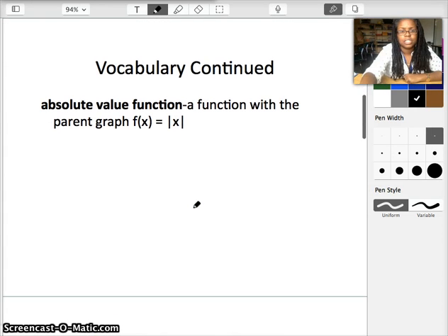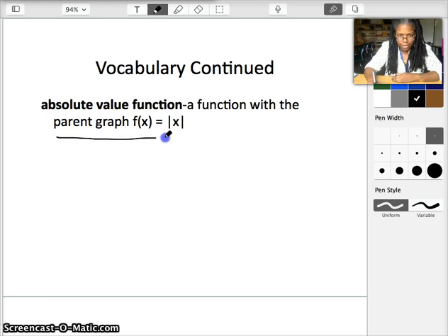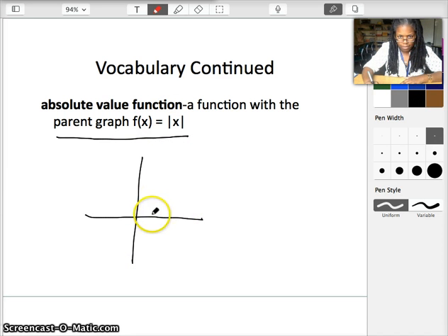So I said 5. We just looked at 2. Let's take a look at this one. Another type of important function that we're going to talk about is the absolute value function. And I'm bringing back this terminology of parent graph because parent graph means a graph that shows us the type of a whole bunch of other graphs. So the parent graph of the absolute value function is f of x is equal to the absolute value of x. The way these graphs always look when they follow this format is that they will always look like a V. This particular function looks like this.